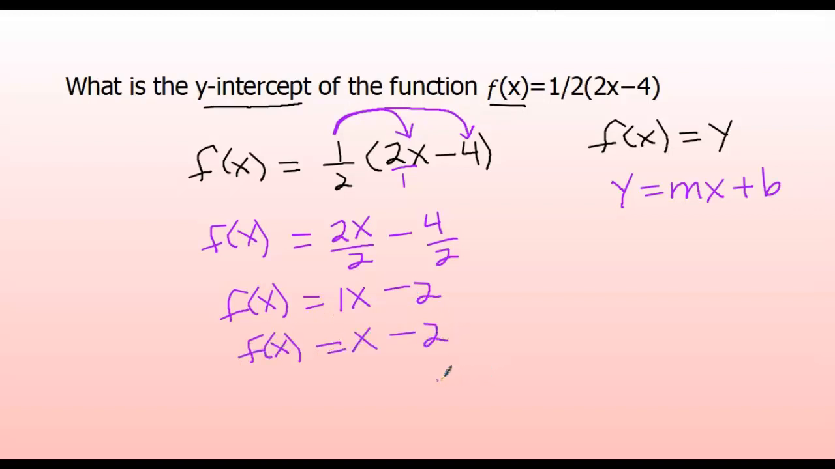And here we're looking for the y-intercept. As we compare it with that, realize that b is equal to -2. So the y-intercept is -2, or if we want to write it as a point, the y-intercept is going to be (0, -2) as a point.